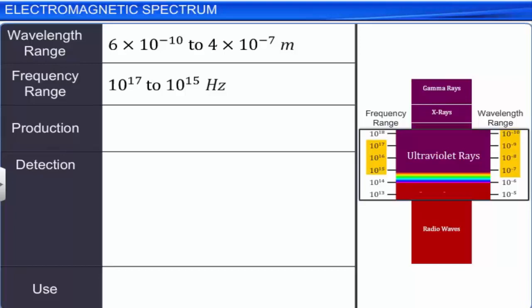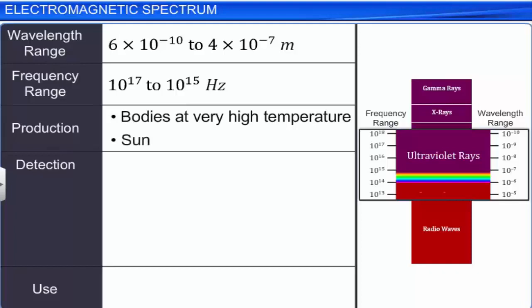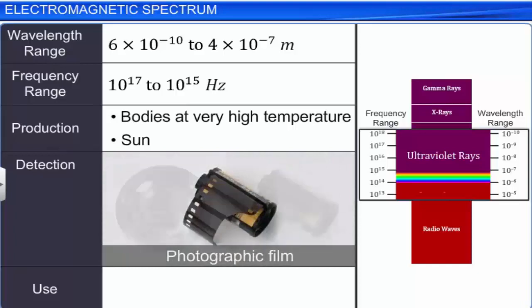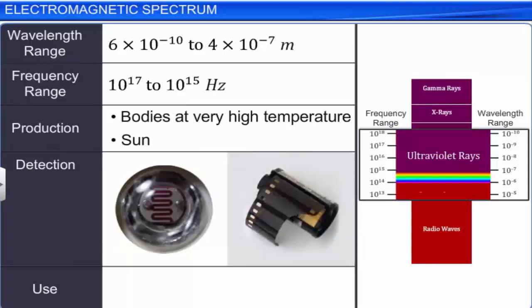Ultraviolet rays are produced by bodies at very high temperatures, in which the inner shell electrons move from one orbit to another orbit. The sun is also an important source of ultraviolet rays. They can be detected by photocells and photographic films. Since ultraviolet radiation can be focused into narrow beams with very high precision, it is used in eye surgery.